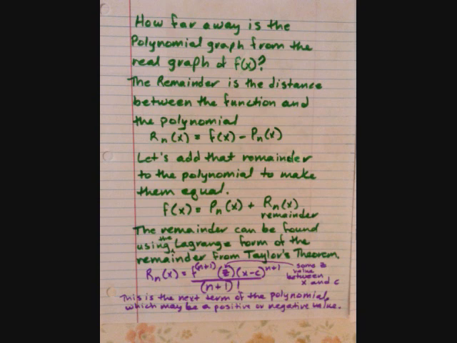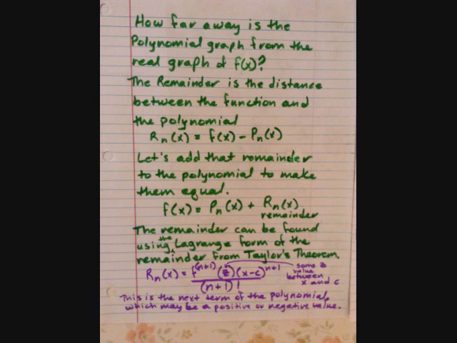Let's add that remainder to the polynomial to make them equal. The function f of x equals the polynomial plus the remainder. The remainder can be found using the Lagrange form of the remainder from Taylor's theorem. R sub n of x equals the n+1th derivative of f, evaluated at z, some z value between x and c, times quantity x minus c to the n+1, all over n+1 factorial.